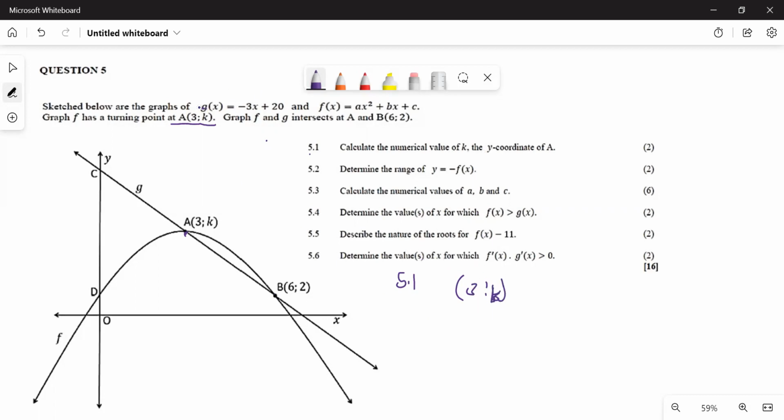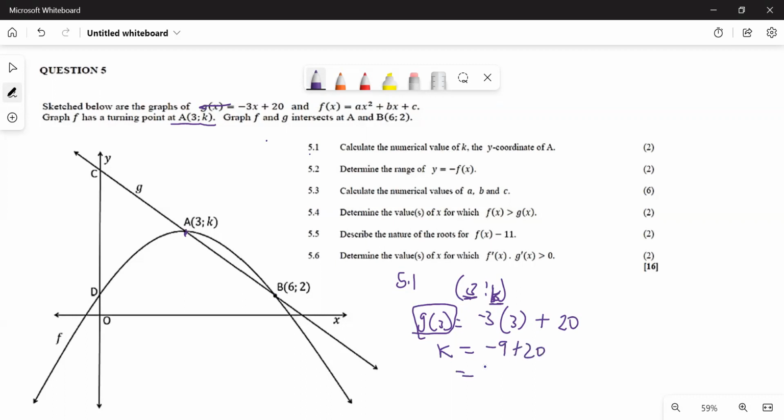Remember, I think they're saying here A is a point on g of x. So meaning we have g of 3. Everywhere we see x, we're going to put 3. And then we have minus 3 open brackets multiplied by 3 plus k plus 20. But now we know when x is 3, what is y? K. So you can say k is going to be equal to minus 9 plus 20.